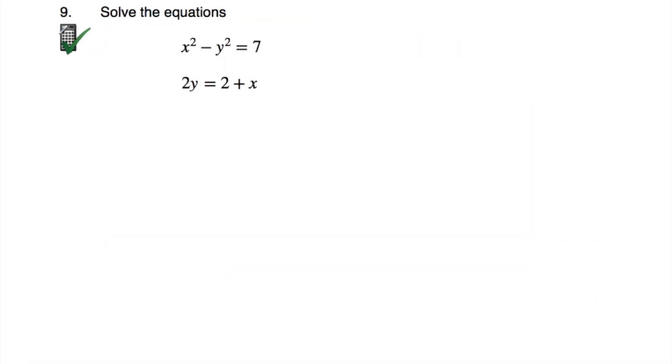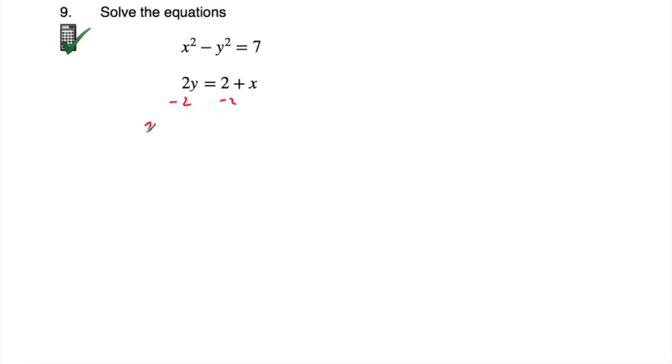Okay, let's have a look at our next question, question number 9. Question number 9 says, solve the equations x squared minus y squared equals 7 and 2y is equal to 2 plus x. Okay, so in terms of this question, I'm going to make x the subject of the linear, so I'm going to take away 2 and take away 2 from both sides of this equation.